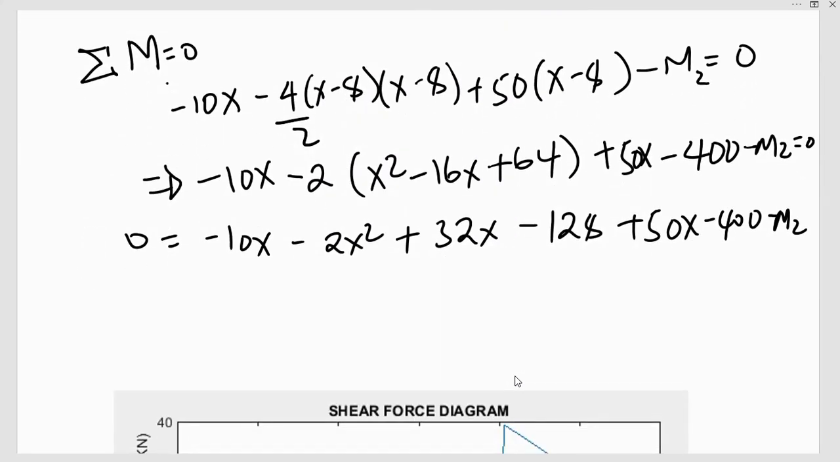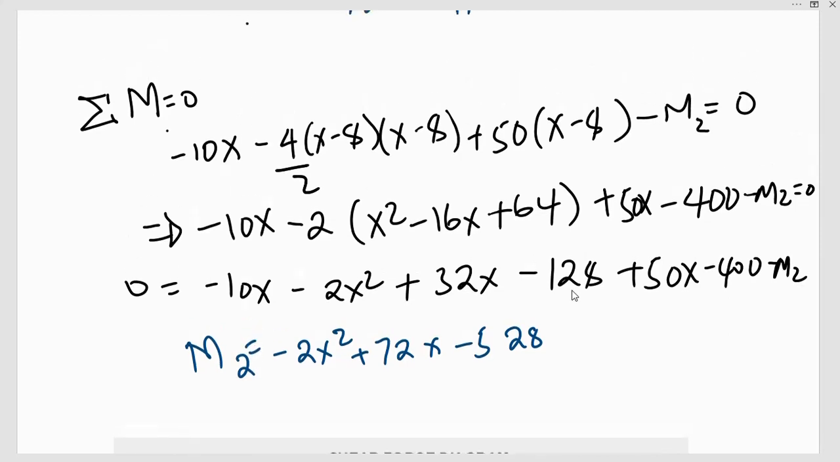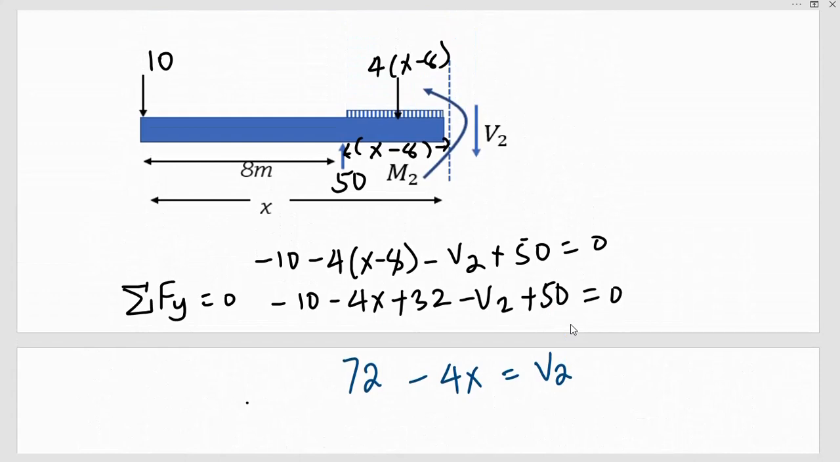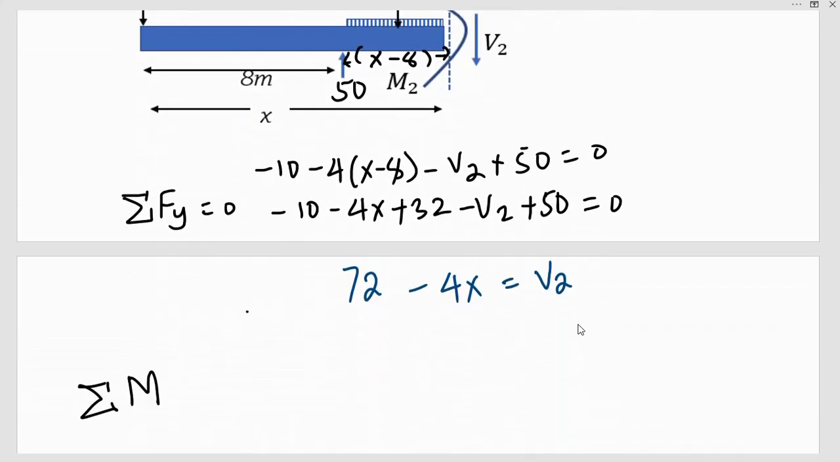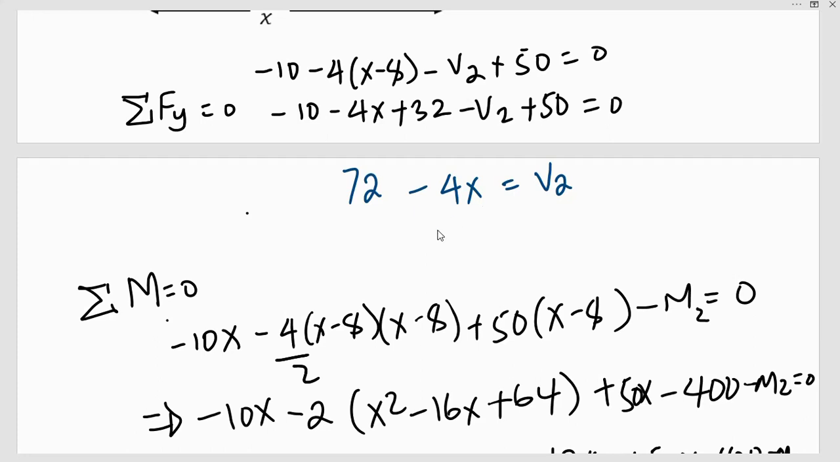So this equation becomes, this is minus 2x squared, then minus 128 minus 1, that is minus 528. But what is the x values? It will be minus 10x plus 32x plus 50, so it will be plus 72x, then minus 528, and this is m2. So this is the equation for finding the bending moment between 8 and 12. Then this is the equation for shear force between 8 and 12.